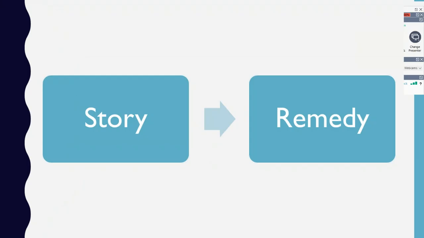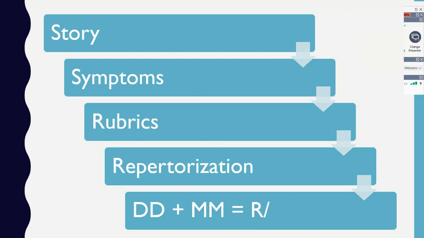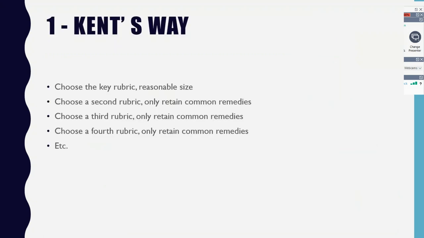Now let's clarify first what is analyzing a case. Basically, a patient comes with a story and you give a remedy. But in between those two points in time, there are some steps. The first one is you break down the story into symptoms and possibly you find rubrics. If you put these rubrics together, you repertorize them and you get possible remedies. You make a differential diagnosis because you know the materia medica, because you read the materia medica, and you decide for a remedy. So basically, this is the analysis of a case. It has always been like this, at least for those people who use the repertory to find remedies and don't rely just on their memory.